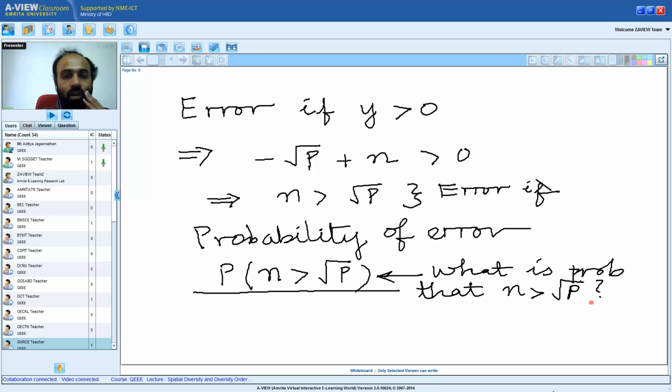What is the probability that the noise is greater than square root of p? Can someone prompt me the answer to this? What is the probability that noise is greater than square root of p?